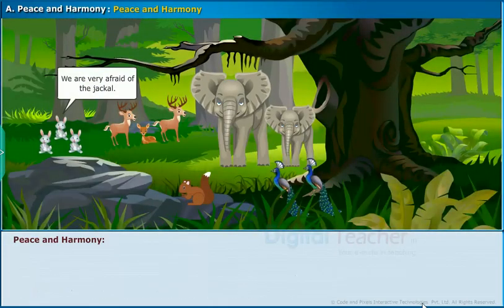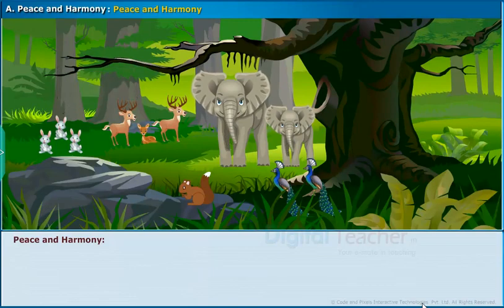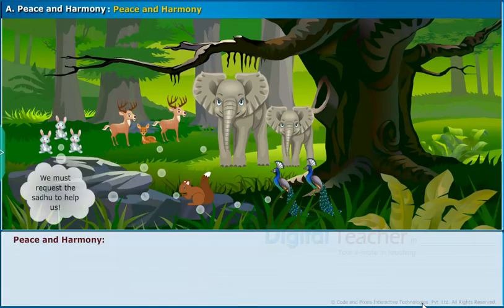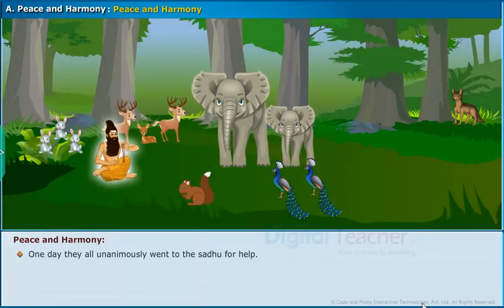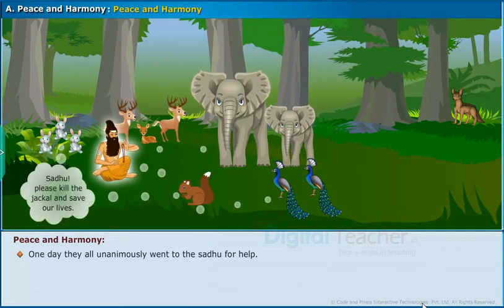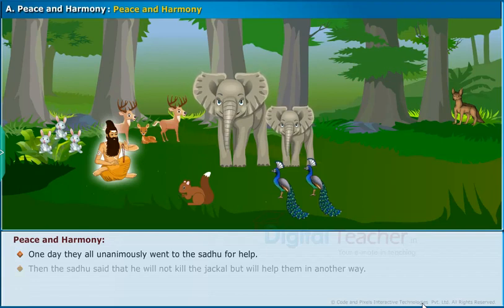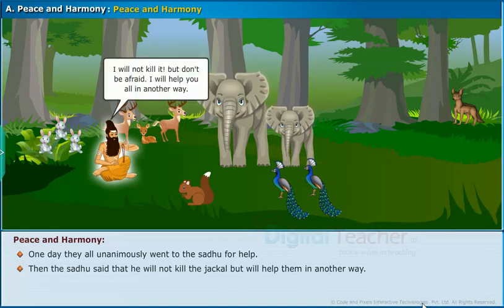"We are very afraid of the jackal. We must request the sadhu to help us." One day, they all unanimously went to the sadhu for help. "Oh sadhu, please kill the jackal and save our lives." Then the sadhu said that he will not kill the jackal but will help them in another way. "I will not kill it, but don't be afraid. I will help you all in another way."